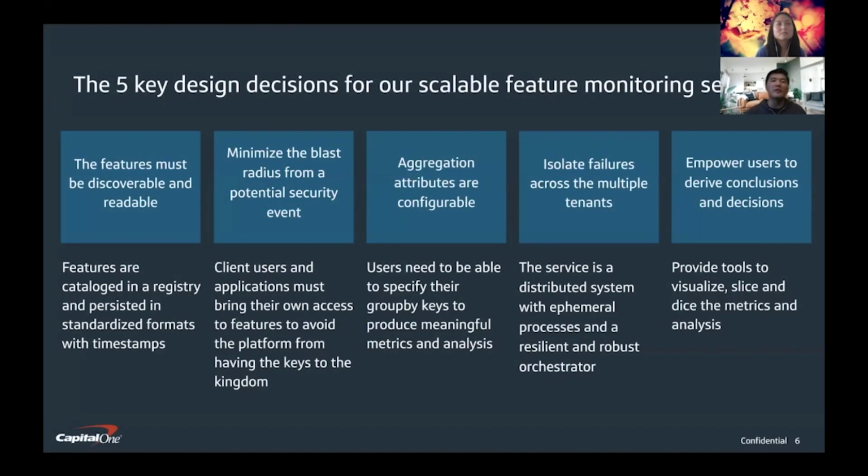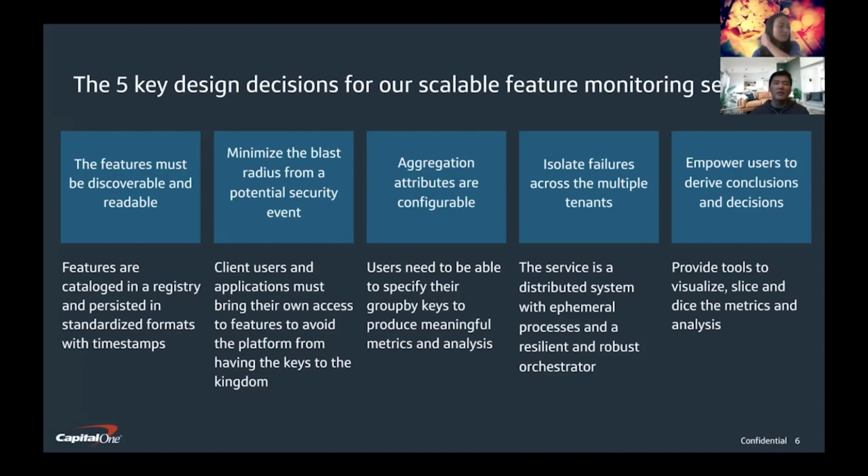So to offer a service to multiple teams and models, we need to make sure that our platform is able to handle the scalability from both functional and non-functional requirements perspective. To achieve that, we made these 5 key design decisions while building the platform. The first is that the features are pre-registered in a feature catalog so that we can identify them and determine how to access them. We're also making sure that the features are stored in standardized format so that we can read them easily.